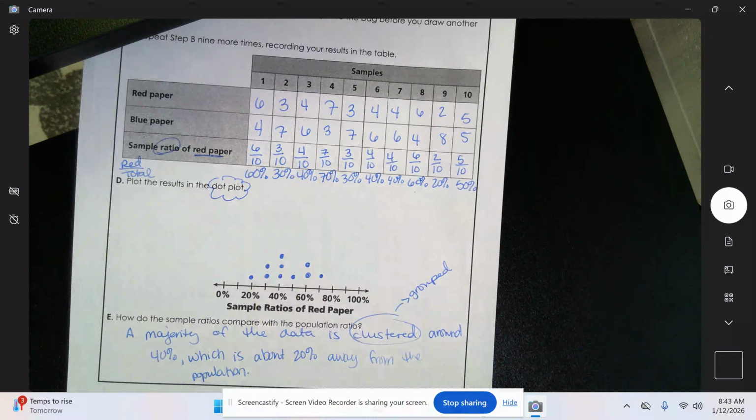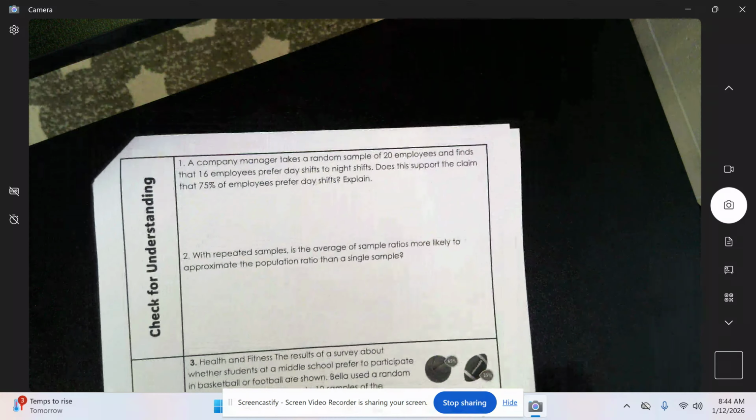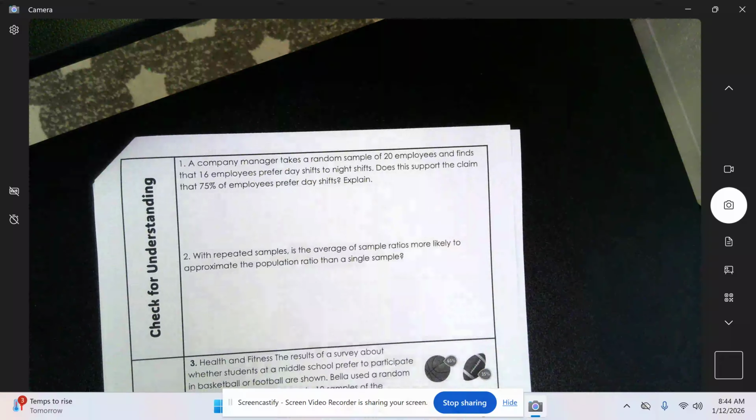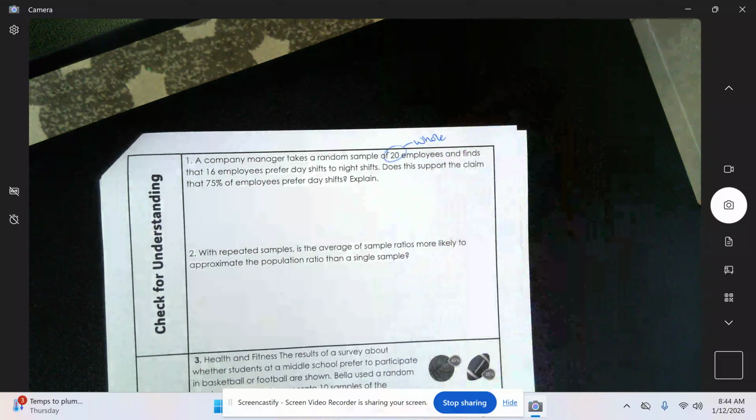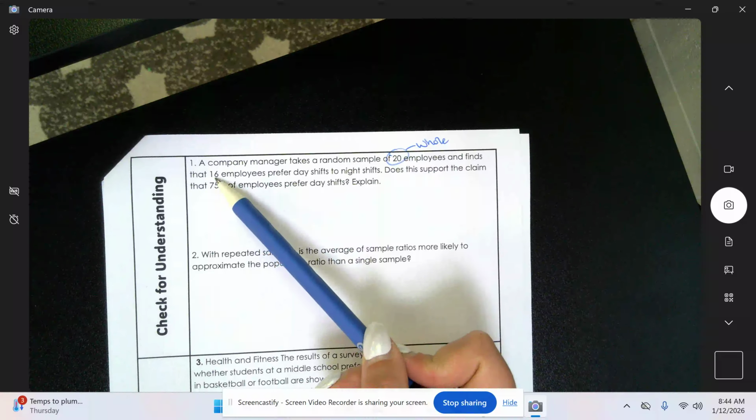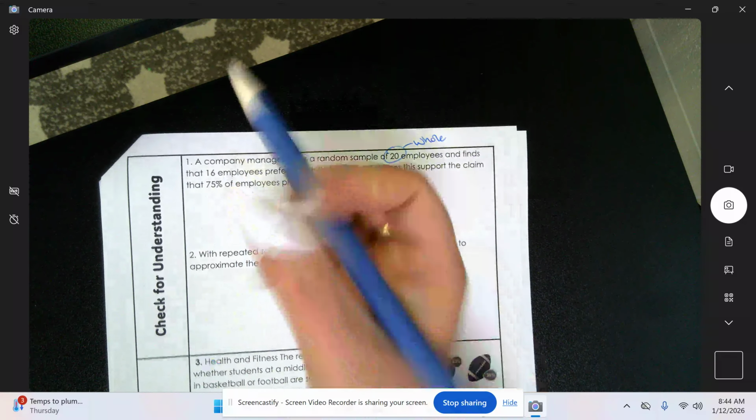Alright, flip it over. You got two more. They won't take long. Alright, a company manager takes a random sample of 20 employees. So what's the total for the sample? 20. That's our whole. And finds 16 employees prefer day shifts to night shifts. Is 16 our part or our whole? Part.